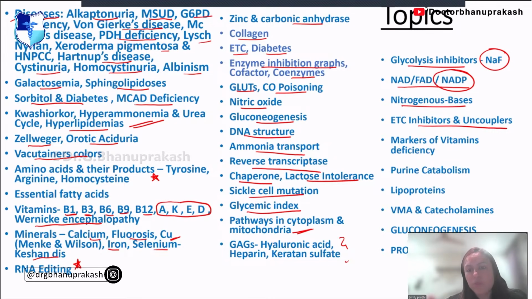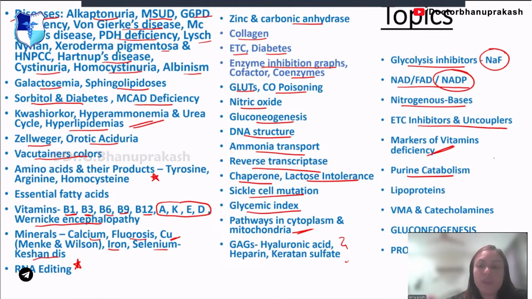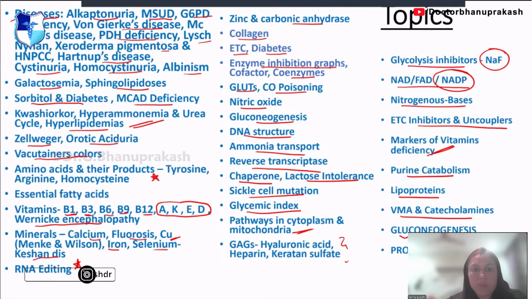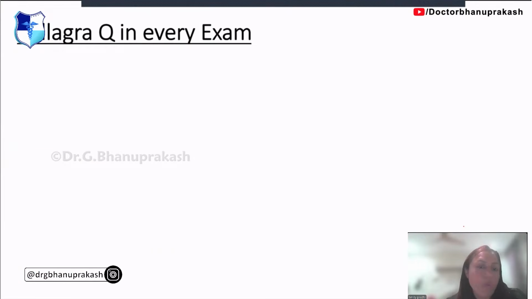Yeah, we expect around 12 to 15 questions from Biochem. And once you do Biochem conceptually, it helps you a little bit in pharma and a lot in medicine also. So it's a basic subject you must do. Then markers of vitamin deficiency, very important. Then purine catabolism, in which we have the xanthine oxidase pathway, enzyme rate limiting, right? Xanthine oxidase. Then lipoproteins are very important, HDL, LDL, VLDL. Then VMA and catecholamines, gluconeogenesis, protein structure, right? These are frequently asked. So let's start with our topics now.